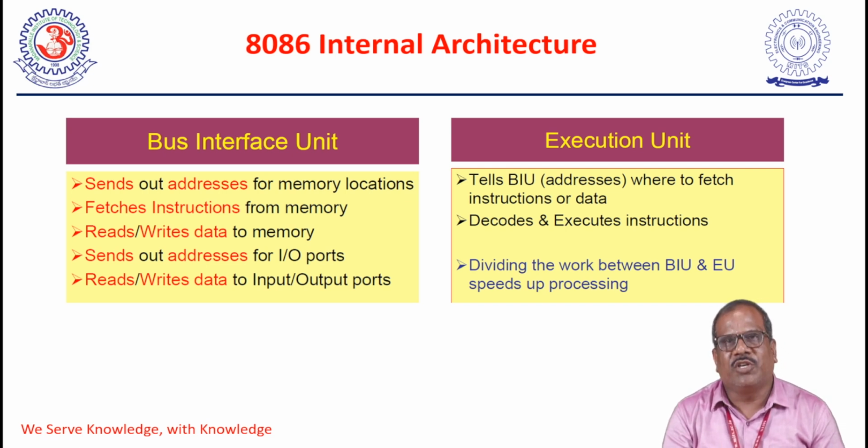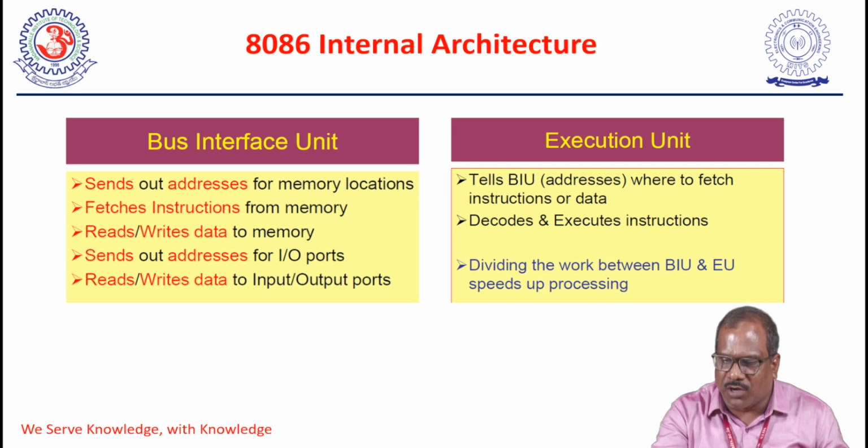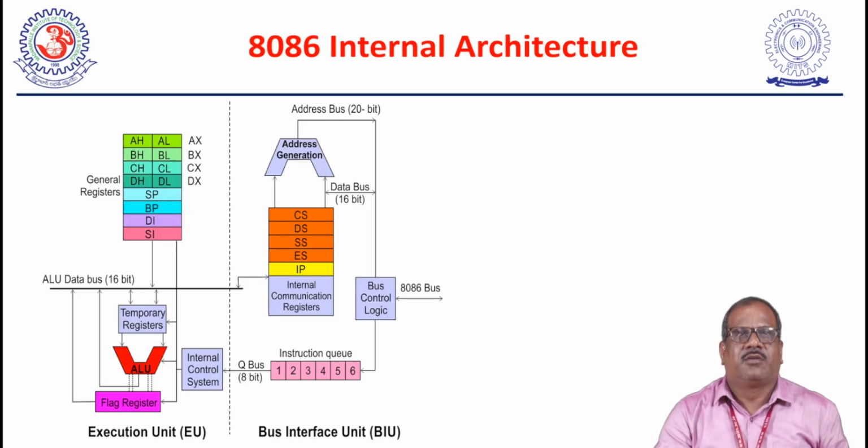Then the execution unit function: the execution unit gets the fetched value from the BIU block, then this is transferred to the decode unit. So the decode unit can convert it to its equivalent binary form. After decoding is over, it is executed with the help of control signals, with the help of the control unit performing the execute operation. So this is the internal architecture of 8086.